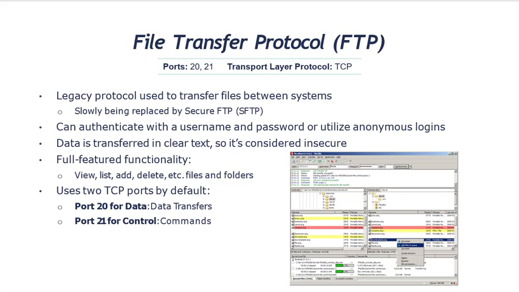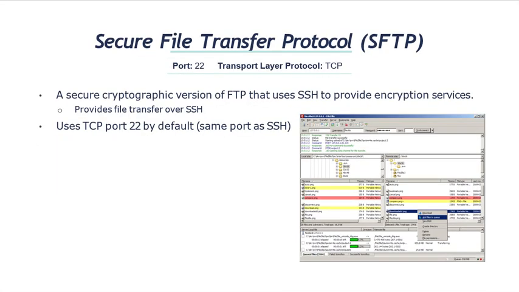Now, in terms of the secure version, like I said, it's the exact same functionality of the original one, except it does everything in an encrypted manner, and it uses SSH. You're going to notice that the port is port 22, which is the port number for SSH. So you can think of it as FTP over SSH. It's a secure cryptographic version of FTP that utilizes SSH to provide its encryption services. So that's why it utilizes the same port as SSH. And again, just like the original version of FTP, it utilizes TCP because it is setting up a session for us to transfer files back and forth.